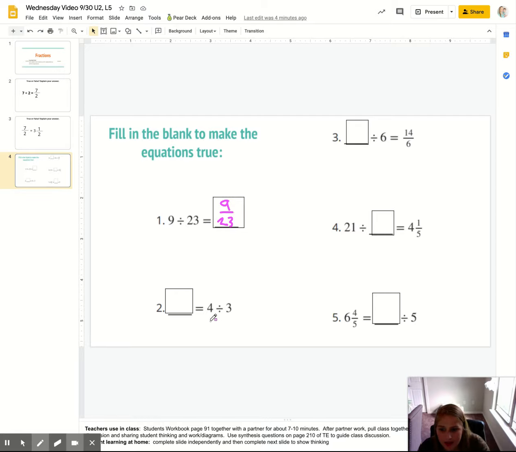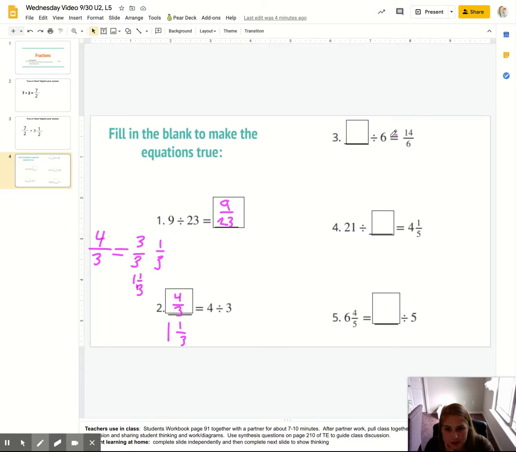Looking at this one, I have 4 divided by 3. This problem can have 2 answers. The first answer can be 4 divided by 3 like that, or you could also write this as a mixed number. So I have 4 thirds. I could actually write that as 1 whole and 1/3. So 1 1/3. Either answer is correct.